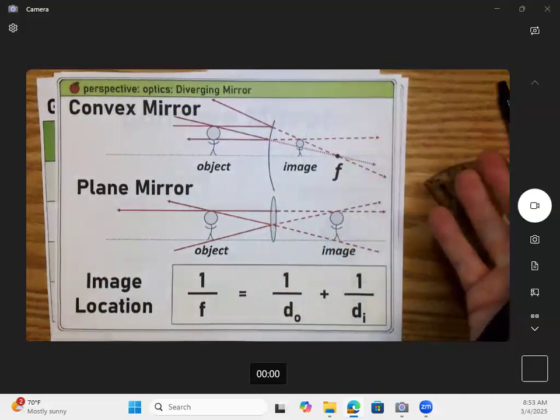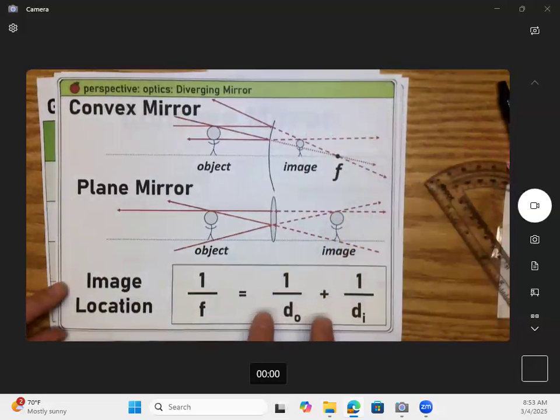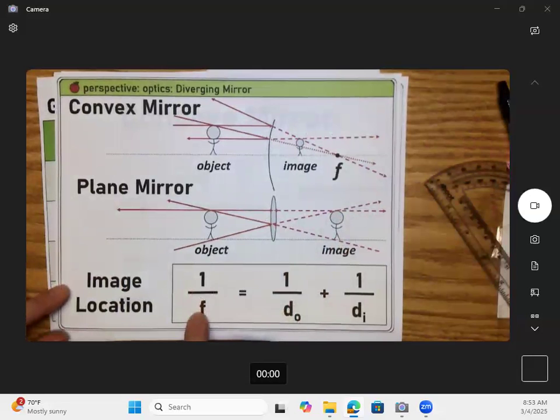So you figure out where the reflection is going to be. Where's the image? There's also an equation that goes along with this, and this equation goes exactly hand in hand: 1 over focal length equals 1 over object distance plus 1 over image distance.